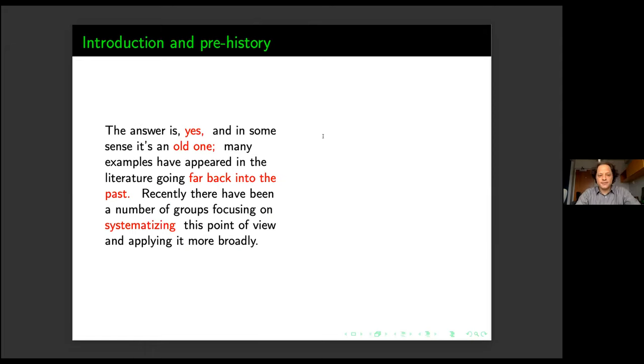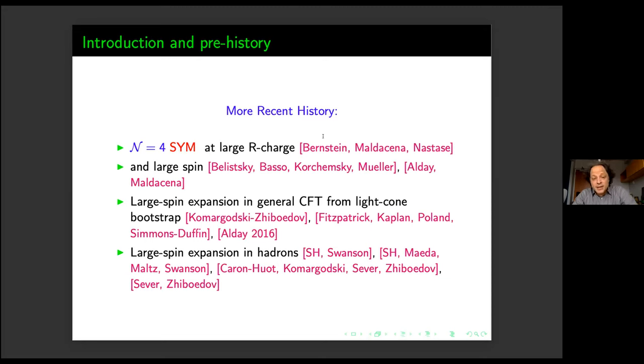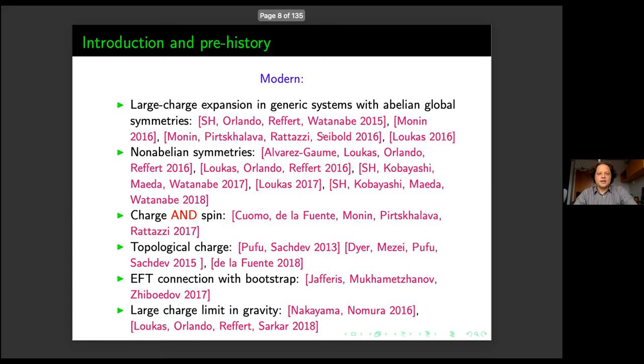And in some sense, it's an old subject. Many examples have appeared very far back into the past in the literature. And recently, there have been a number of groups focusing on systematizing this point of view and applying it as broadly as possible. So in prehistory, you have Democritus and the atomic hypothesis, you have Bohr and the correspondence principle. More recently, you have the BMN limit in N=4, you have in bootstrap the large spin expansion in generic CFT from light cone bootstrap, you have a large spin expansion in hadrons, and then somewhat arbitrarily cutting off the modern history at 2015, you have large charge expansions in generic systems with abelian global symmetries, with non-abelian symmetries, with charge and spin, topological charge, EFT connection with bootstrap, large charge limit in gravity.